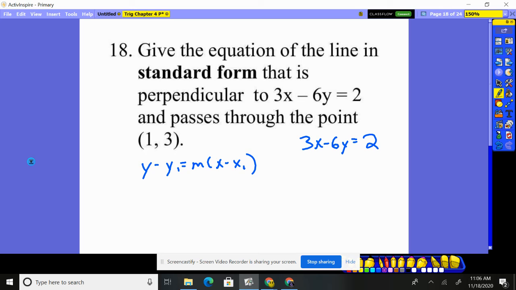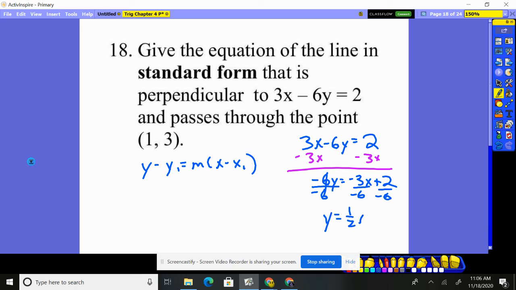Well, to get its slope, I need it in the slope-intercept form, y equals mx plus b. So I need the y by itself. So I'm going to move my 3x over. Go back to blue. -6y is -3x plus 2. Now we'll divide by -6. Y is equal to a half x minus 1/3. You didn't see that. -1/3. So our slope of this line is a half.